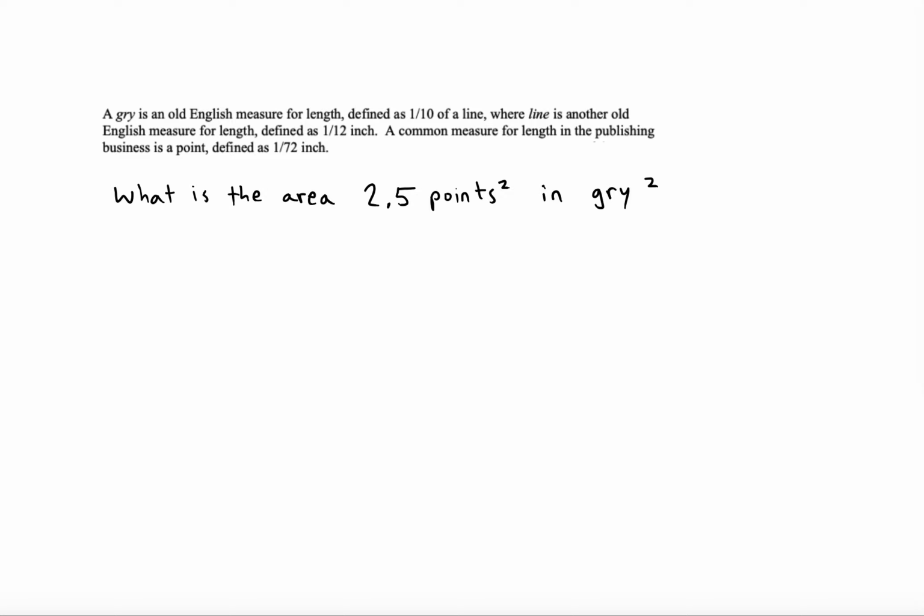This is a complicated conversion problem where we're trying to convert from one unit to another using several steps. All right, so it says a GRY is an Old English measure for length, and it's equivalent to 1/10 of a line, where a line is another Old English measurement for length, and that is defined as 1/12 of an inch. So we have several unit equivalencies is what they're talking about.